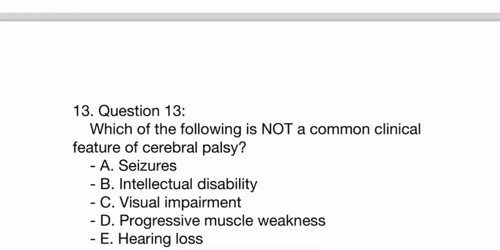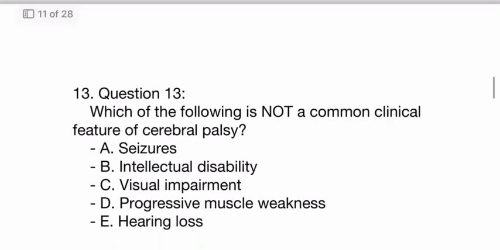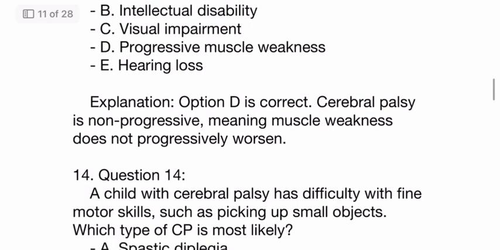13. Which of the following is not a common clinical feature of cerebral palsy? A. Seizures. B. Intellectual disability. C. Visual impairment. D. Progressive muscle weakness. E. Hearing loss. Among these, the definition itself did say that it's a non-progressive disorder. So progressive muscle weakness is the answer here.